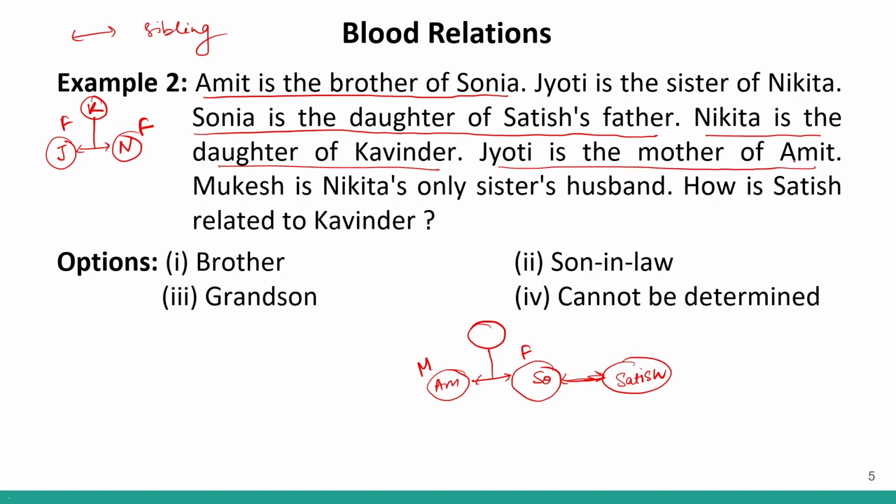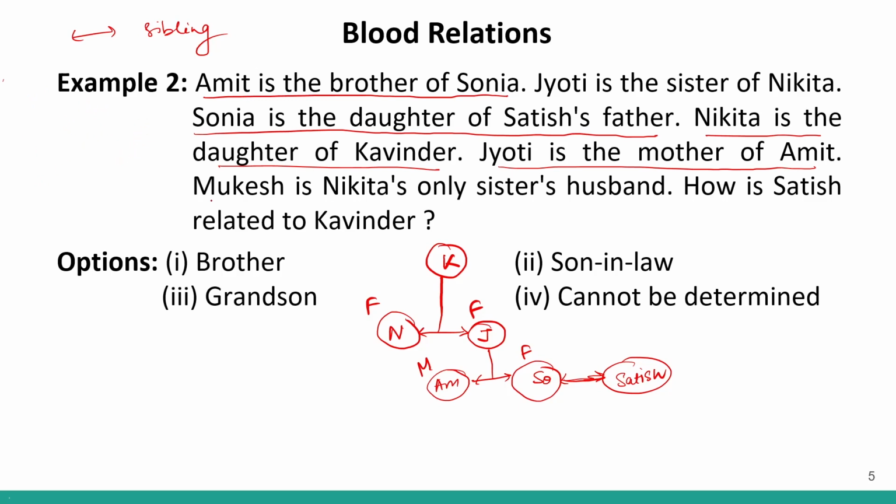Jyoti is the mother of Amit. So Jyoti is the mother. That means Jyoti will come here. Jyoti will be female. Jyoti is the mother of Amit. Correct? So that means Jyoti will be the mother of Amit, Sonia and Satish. Now can I merge this diagram with this diagram? Yes. So if I merge these diagrams, Jyoti has a sibling named Nikita who is a female and the name of their parent is Kavinder. The gender of Kavinder is not known. Okay. So this is the arrangement that we have gotten up till now.